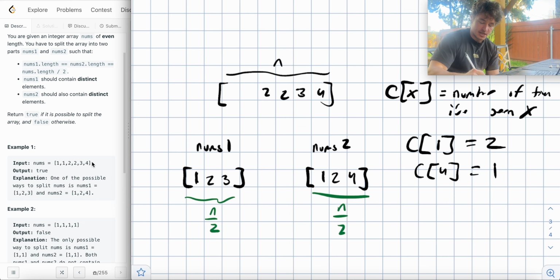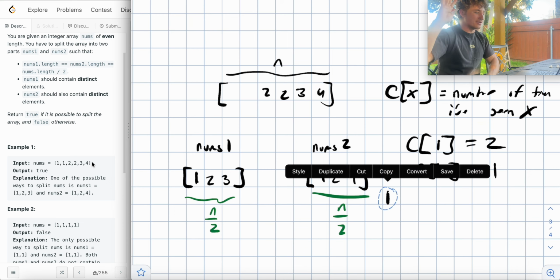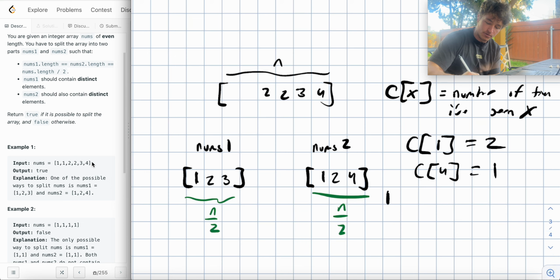And if I was to see another 1, for example, what would I have to do? If I saw a third 1, I try to put it in nums 1, I can't. I try to put it in nums 2, I can't. So the only thing I can do is say, sorry, there's nothing I can do here. There's too many 1s. I can put a 1 in nums 1, and I can put a 1 in nums 2, but I can't put a third one anywhere. I can't handle more than 2 of them, right? So the only thing that matters in this problem is I can't handle more than 2 of anything.